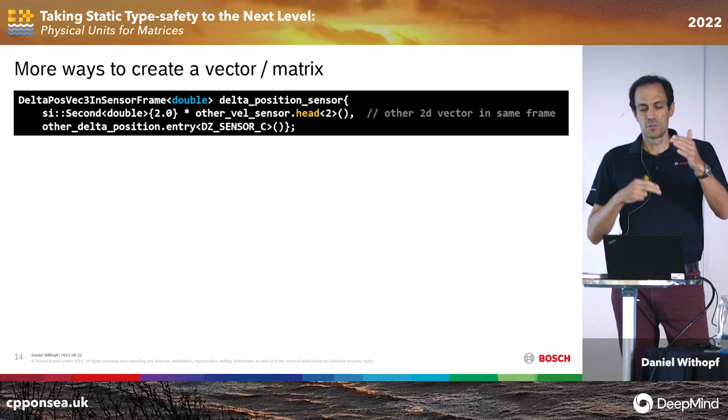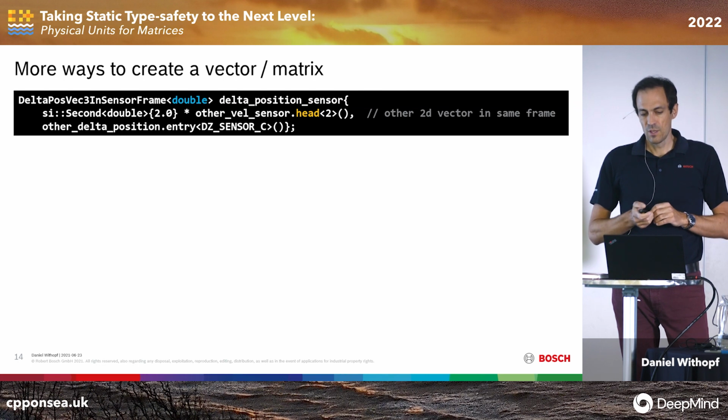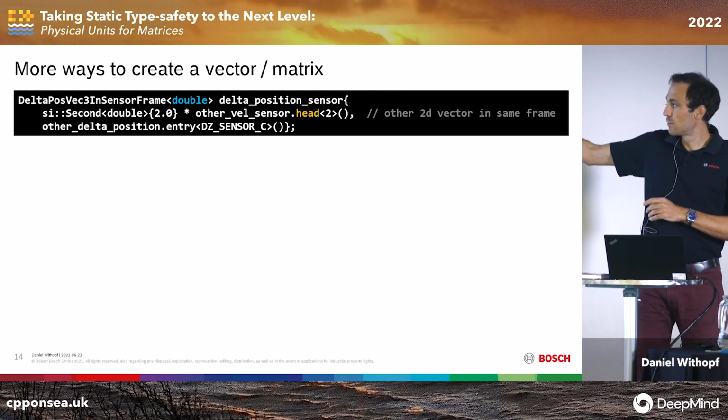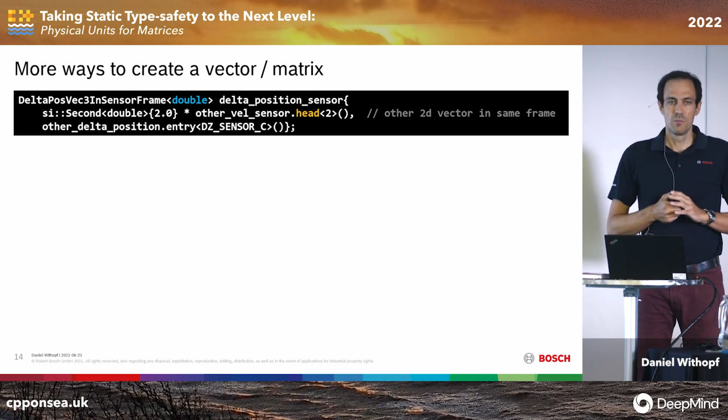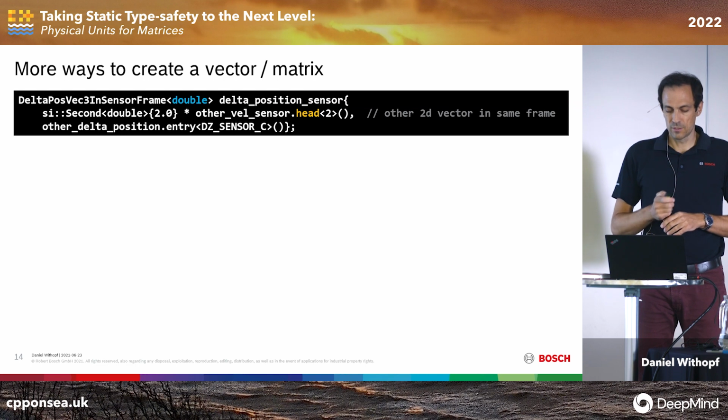So it's also possible to use subblocks and construct a full matrix from different subblocks. And again, we always have the full check. So if any of these types wouldn't match with the indices that are expected in the constructor call, the user gets a static assertion.